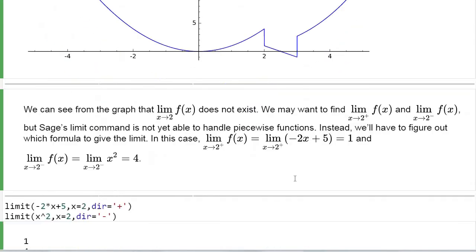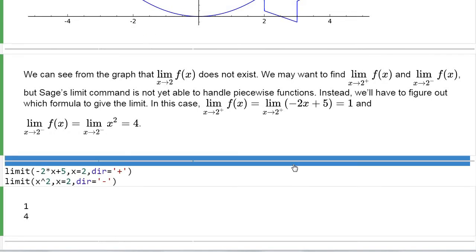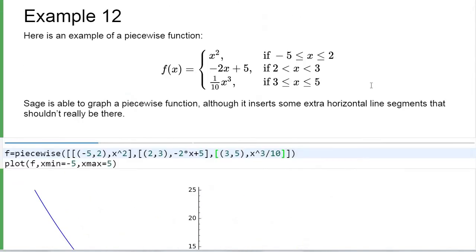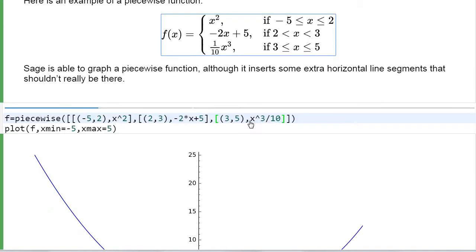Now, unfortunately, the limit command doesn't work with the piecewise function. If you want to do this in Sage, you're just going to have to manually figure out which rule applies from the left or the right, and then do that. So here, as x approaches 2 from the right, that means x is bigger than 2. That means we're looking at this range here, x bigger than 2. So as x approaches 2 from the right, this is the rule that applies.